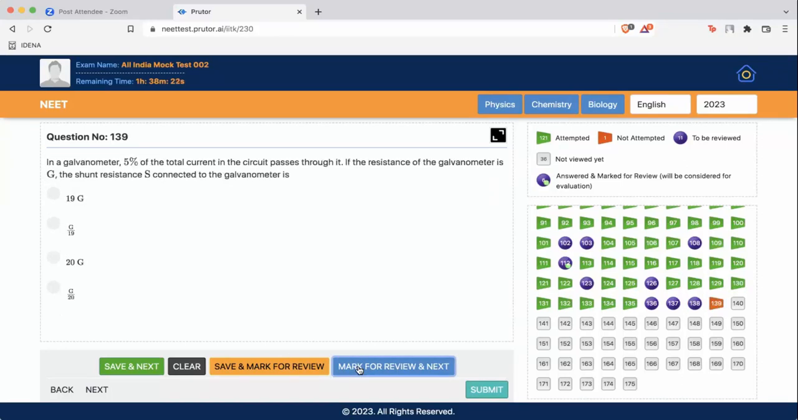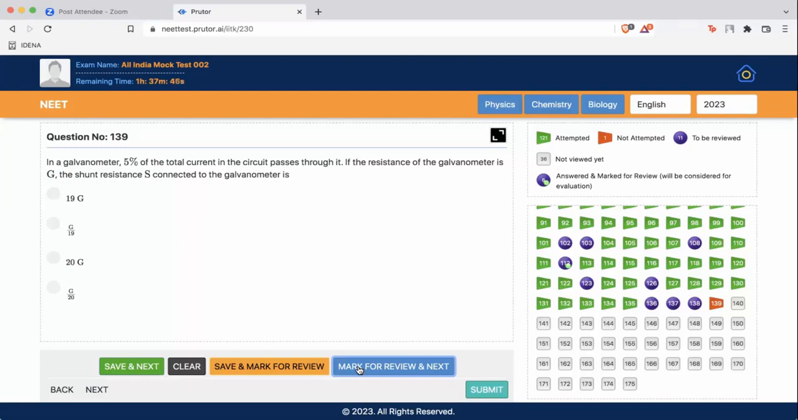Yeah, I think I'm going to 5%. Can the galvanometer have 5% of the current pass through it? The resistance of the galvanometer is G and the shunt is S. So resistance S is given. Well, I know this one.